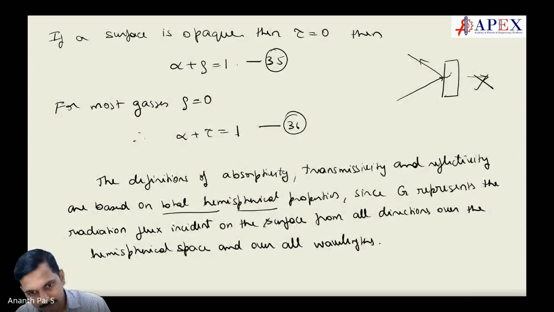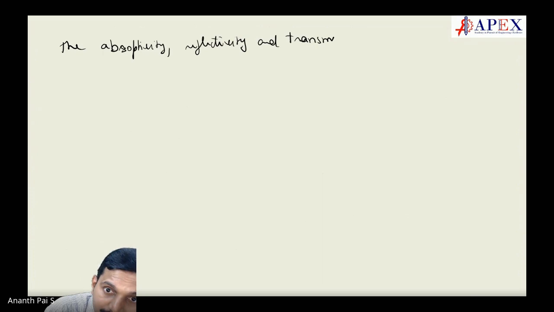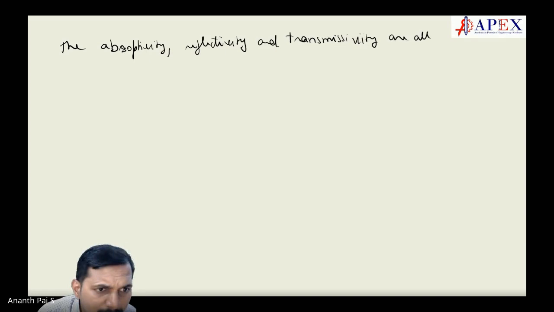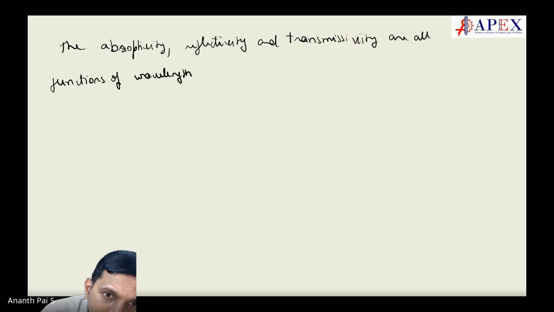Okay. So this is good. Similarly, we have something called spectral absorptivity and spectral reflectivity. All these things are there. So the absorptivity, reflectivity, and transmissivity are all functions of wavelength and direction.